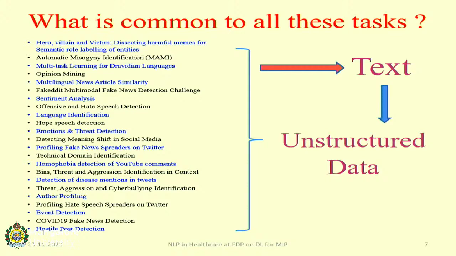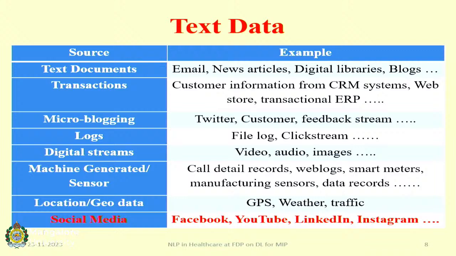Okay, what do you mean by structured data? Anything that fits into a model. Text does not fit into any model. Image does not fit into any model. Any data that does not fit into any model is called unstructured data, and text is one such unstructured data. And these are the resources of text.